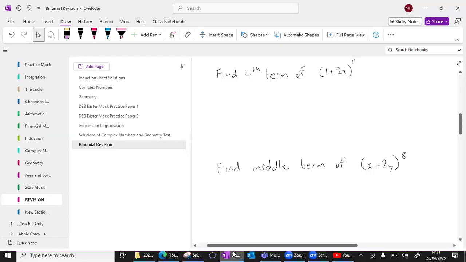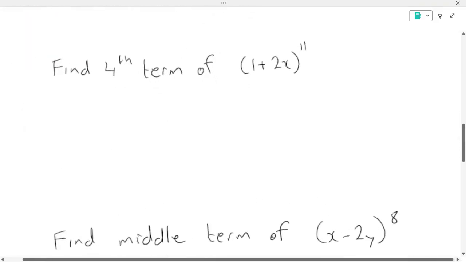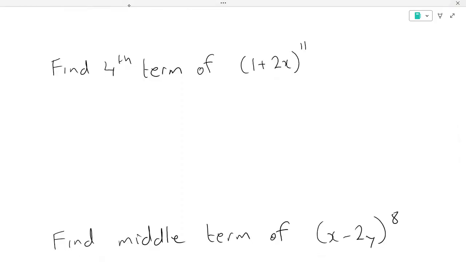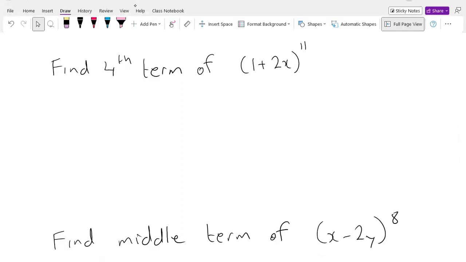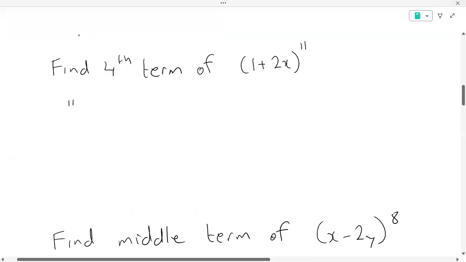Okay, so as well as expanding brackets, sometimes you can just take a little shortcut, like say in ones like this, find the fourth term of. Now, if it's the fourth term you're looking for, count that through starting with 11 choose 0. So 11 choose 0, 11 choose 1, choose 2, choose 3. So the fourth term is not 11 choose 4, it's actually 11 choose 3.